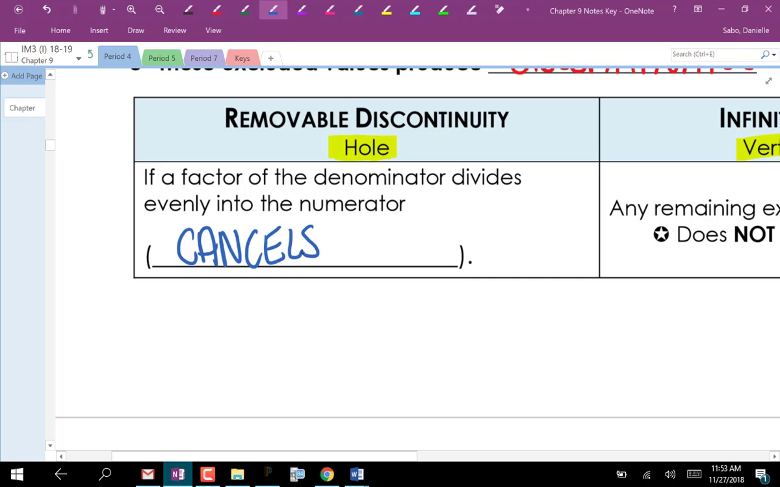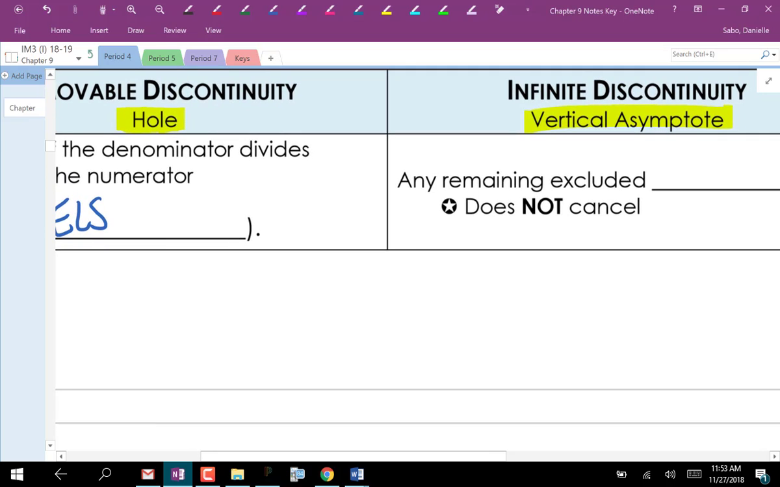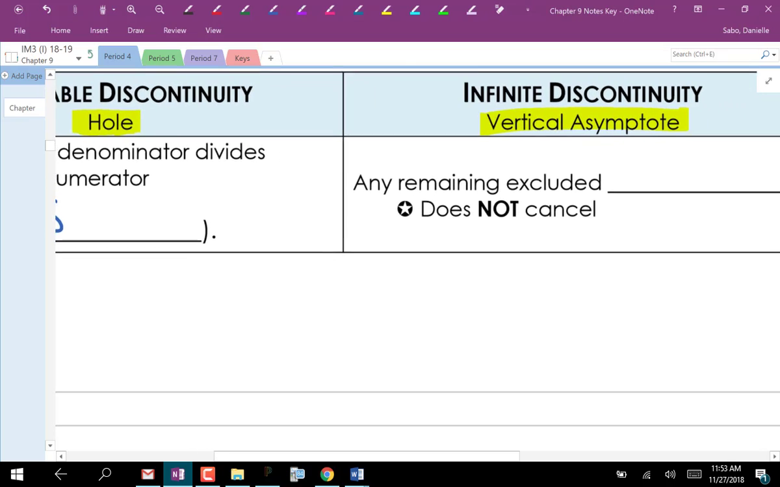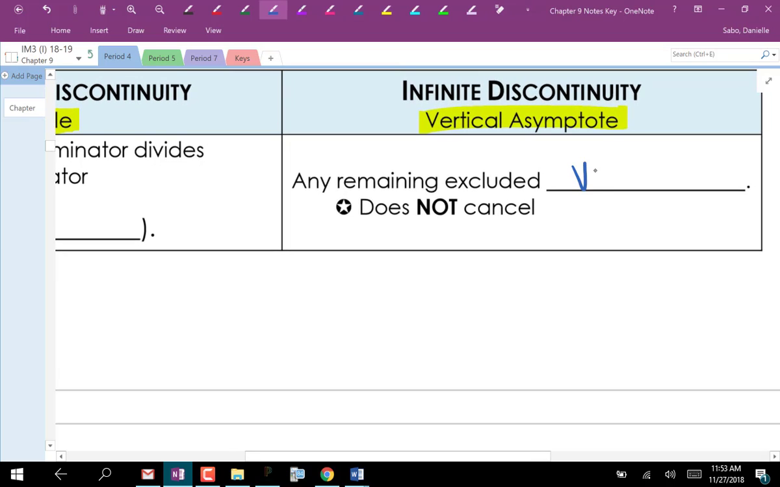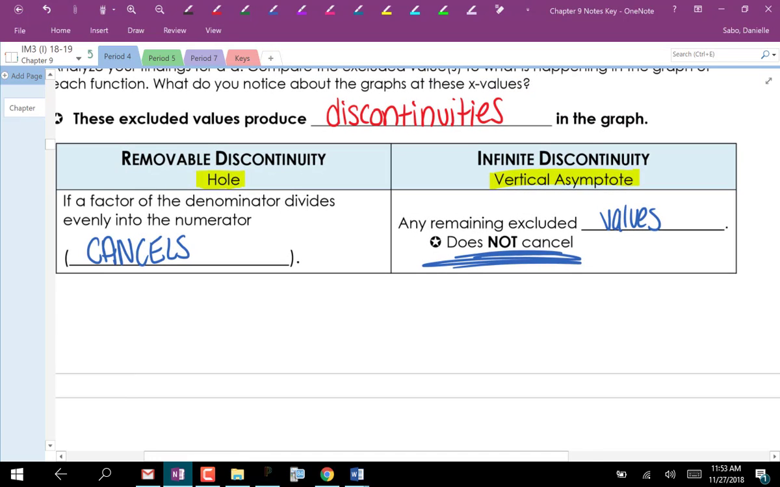So if there's a factor on the top and the bottom that's the same, then you have this thing called a hole. Here, if it's remaining, there's nothing left, it's just remaining at the bottom, any remaining excluded values, it does not cancel with something on the top. So that's kind of like getting your feet wet. Definitions, not too hard of stuff, it's just new. And the homework's really easy. It's the stuff that we just did. Just take your time, and it's only one page, only 8 questions.